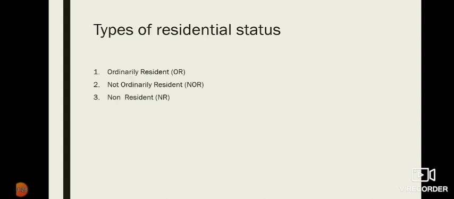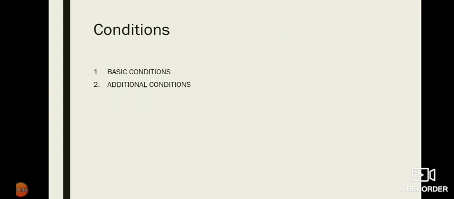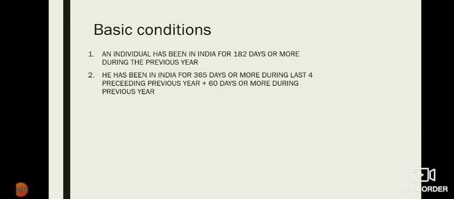Types of residential status. Any person can be either ordinarily resident, not ordinarily resident or non-resident. To identify whether a person is ordinarily resident, not ordinarily resident or non-resident, we have two conditions to check. First one is basic conditions, second is additional conditions. Let us revise basic conditions first and then start with the additional conditions.